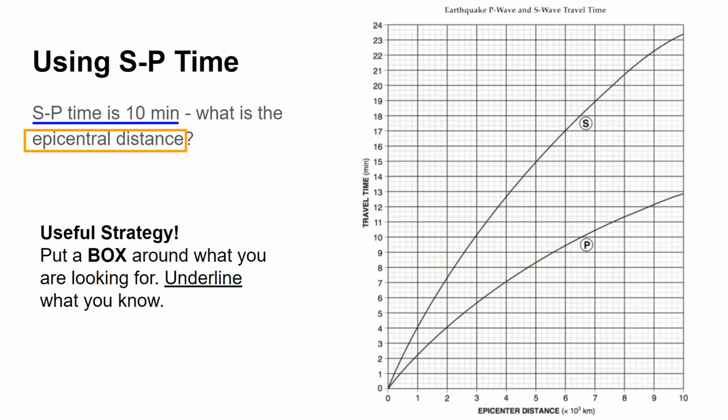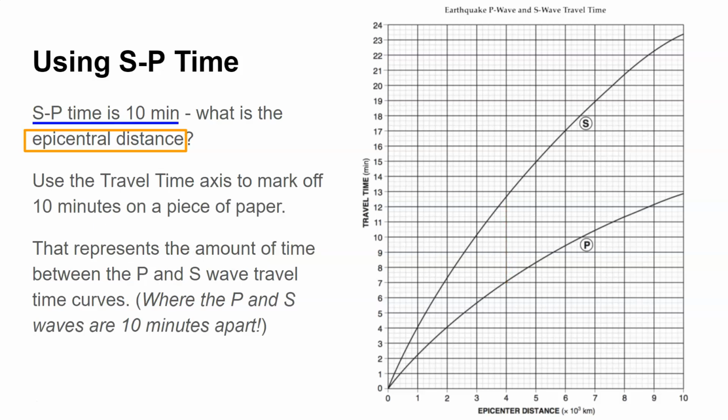So how do we answer this kind of question? Well, you're going to use the travel time axis to mark off 10 minutes on a piece of paper. And this can be anything. It could be a scrap paper, it could be the edge of a worksheet, on a Regents exam, the edge of your test booklet, whatever you have available to you.